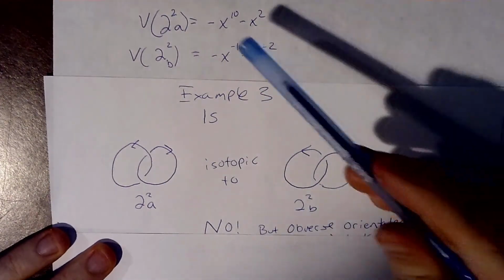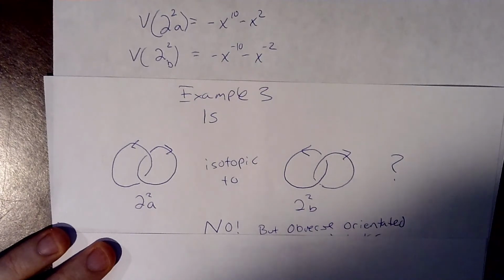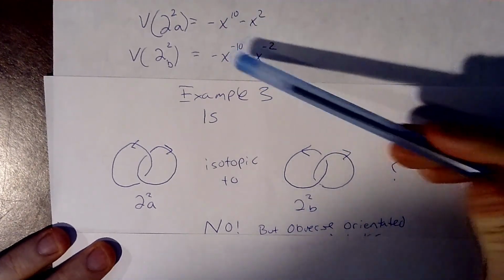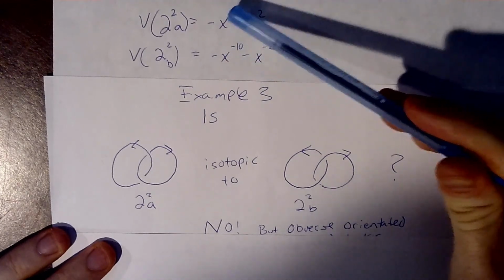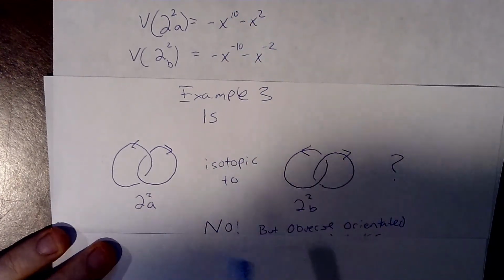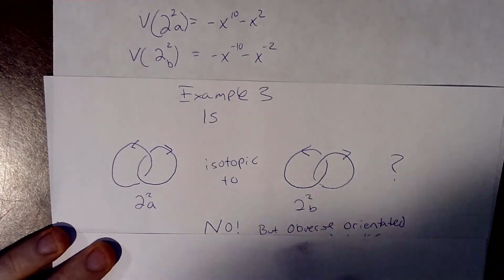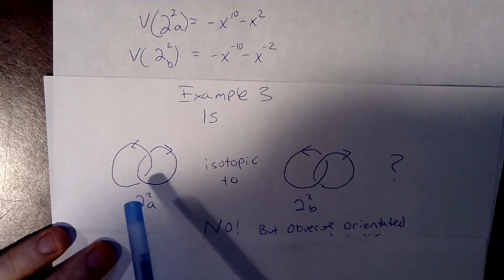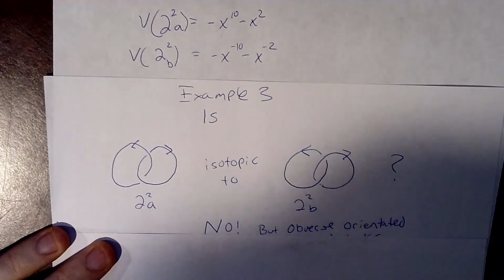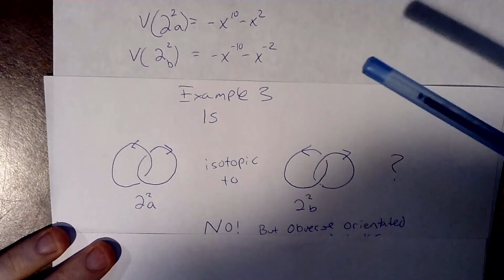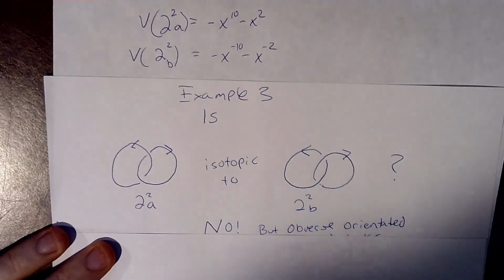However, you probably have noticed that these two Jones polynomials look very similar, the only difference being that this one has negative exponents and this one has positive exponents. This is an example of obverse-oriented links, and links where you have these exact opposite crossings will always share this characteristic, where one link will have the sort of opposite exponents as the other.